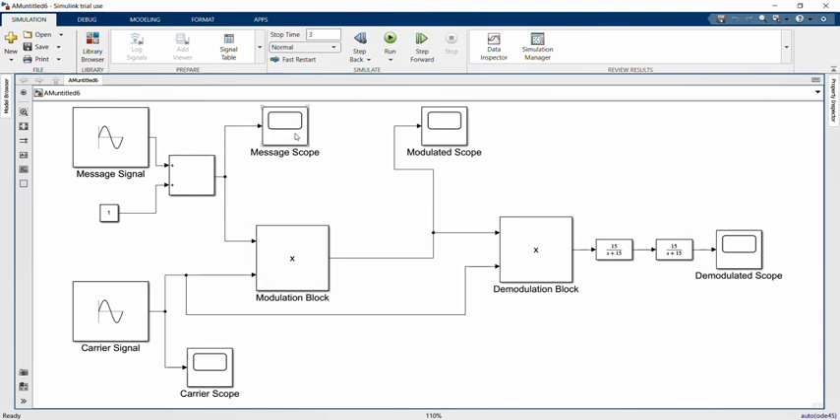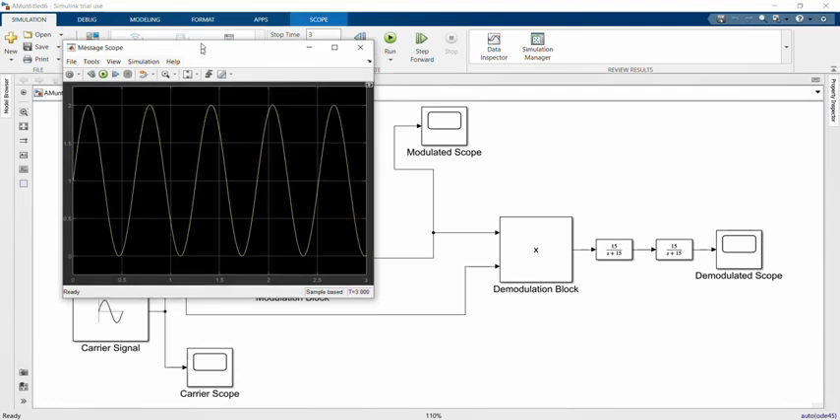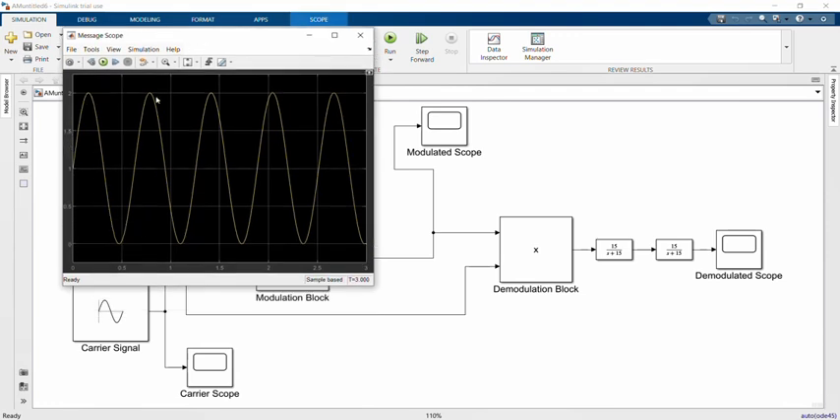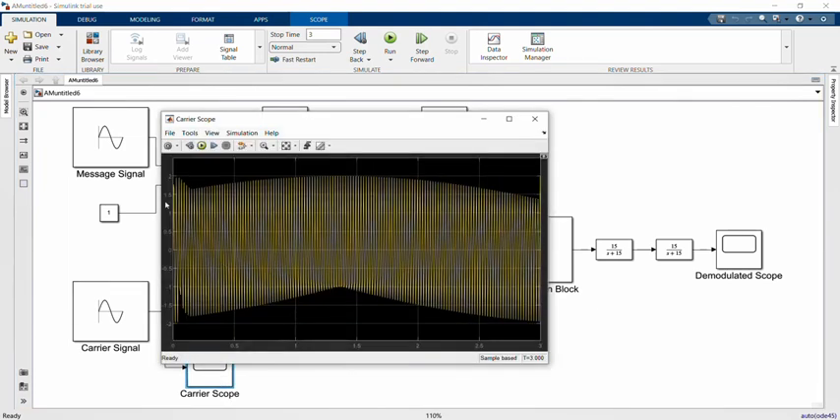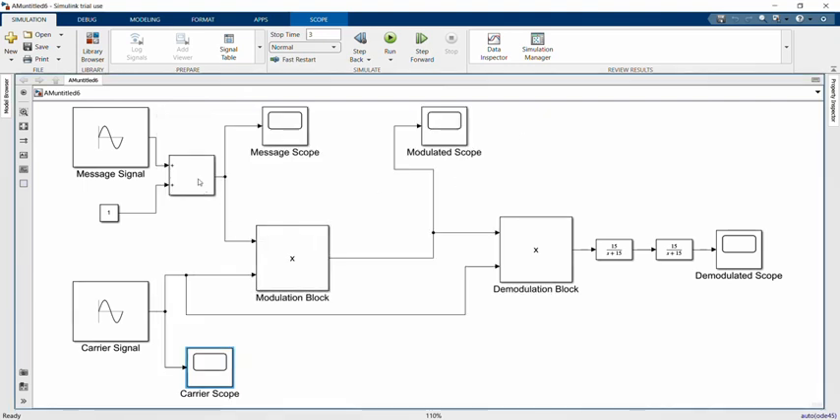Let's see what the message signal looks like. The message signal looks like this. This is the message signal frequency, and this is the carrier signal frequency. See, the carrier frequency is greater than the message signal frequency, and both signals go to the input of the modulation block. And after that, this is the output, which is called the modulated signal.